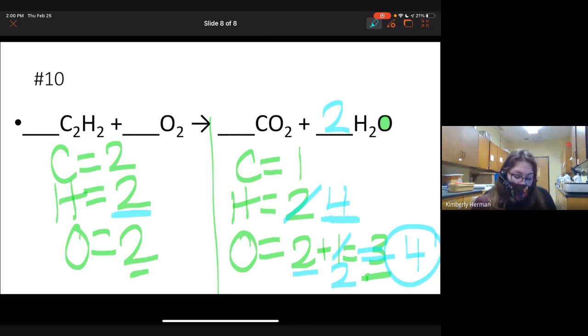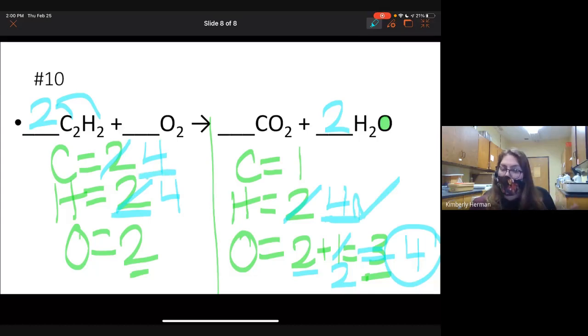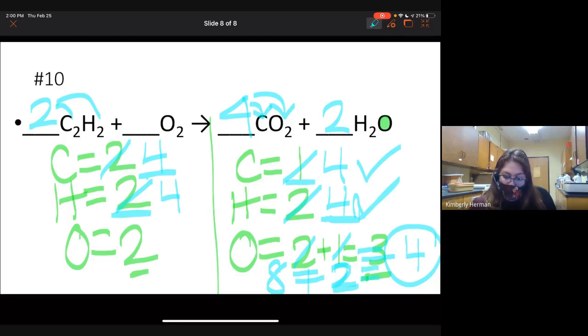So now 2 times 2 would give me 4 C's, and then it would give me 4 H's. So I'm balanced there. So now I have 4 C's on my reactant and 1 on my product. So I'm going to need to put a 4 there. So I have now 4 there. And then I distribute it to my O. So I have my O2. 4 times 2 is 8. 8 plus the 2 that we already had gives us 10. So what number times 2 gives us 10? That would give us 5.